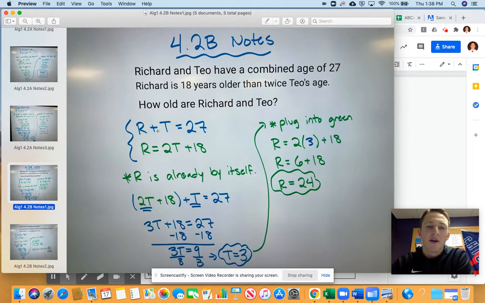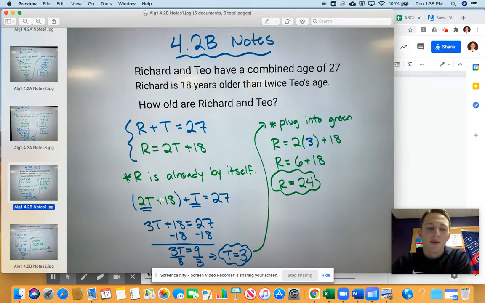And let's pick a variable to solve for and get by itself. Well, r is already by itself here in the green, so let's make life easy. We're going to take this 2t plus 18, and we're going to plug it right into the r of the other equation. So working with the blue equation, instead of r plus t, we have 2t plus 18 plus t equals 27. Now we only have t variables. That's easier to work with.